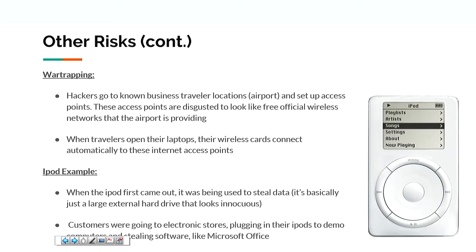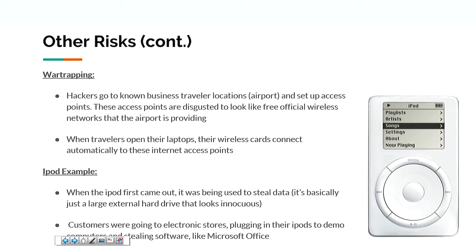War driving, so this is when hackers will go to a known business location, such as an airport or an airport lounge, and they'll set up an access point, and the access point will be disguised to look like a free official wireless network that the airport is providing. So travelers will open up their laptops and their wireless cards are going to connect automatically to these internet access points, which opens them up to vulnerabilities.